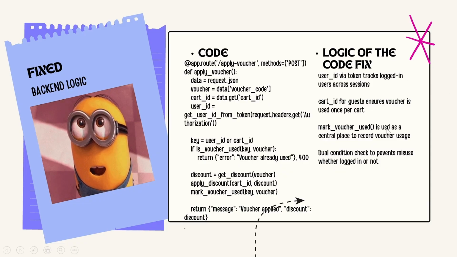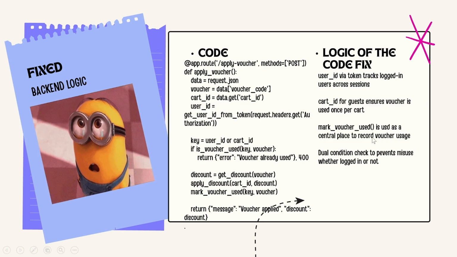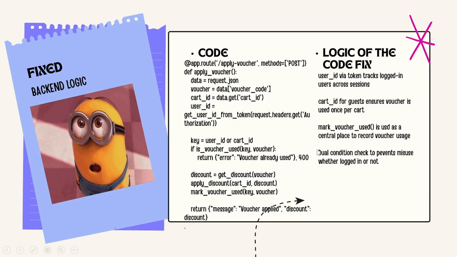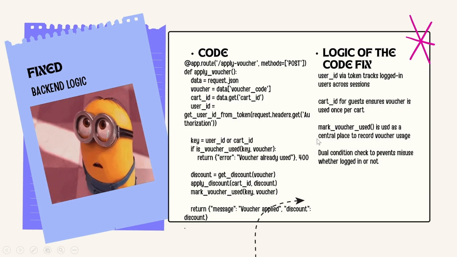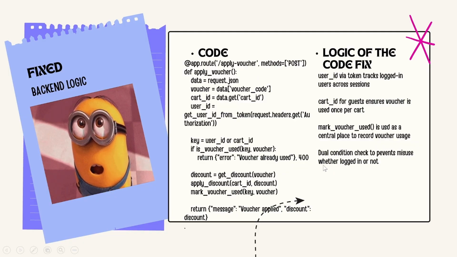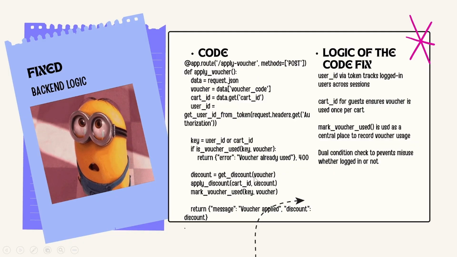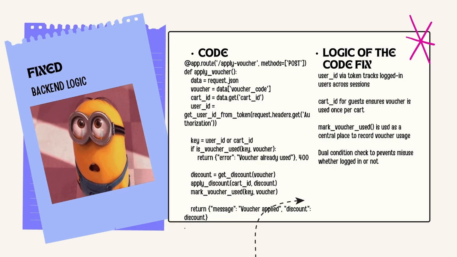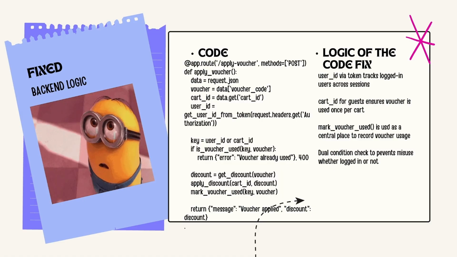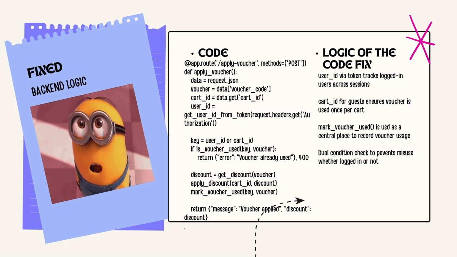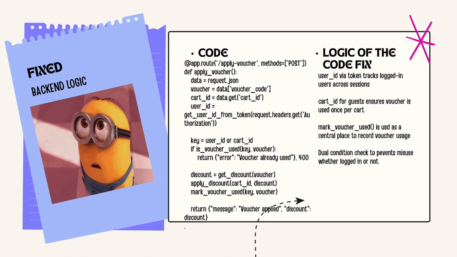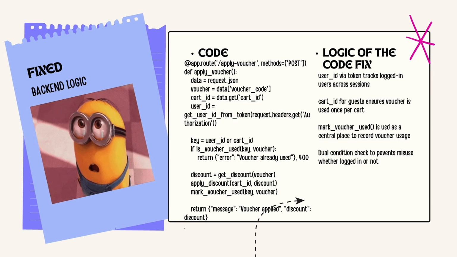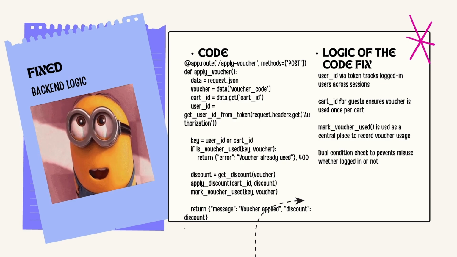Mark voucher used is a central place to record voucher uses. So this is a function which is going to keep track of for which cart ID and user ID the voucher has already been applied. And using this function, there will be a validation, right? And the validation will fail if someone is trying to apply a coupon more than one time.